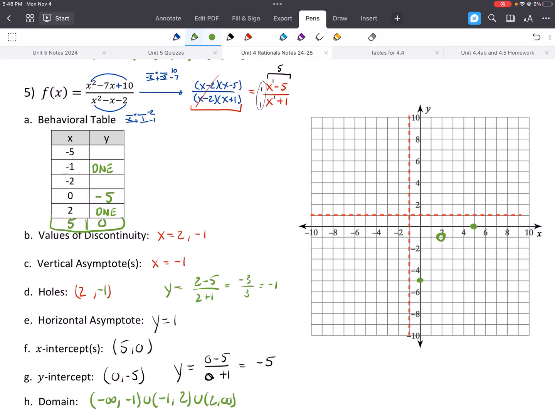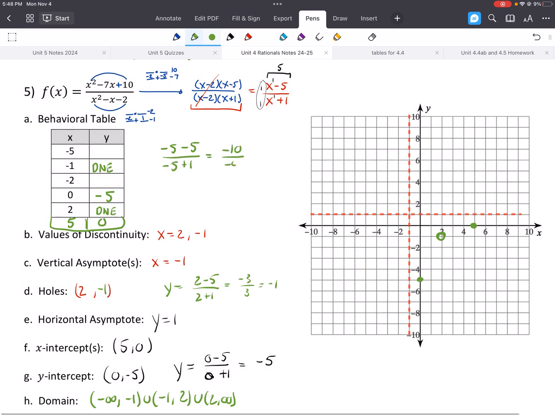Okay, so here at negative 5, we would plug that in, so negative 5 minus 5 over negative 5 plus 1, so negative 10 over negative 4. Again, you can simplify that to a decimal, 2.5. So we'd plot that, so negative 5 and then 2.5, which is about right there. And then at negative 2, so negative 2 minus 5 over negative 2 plus 1, so negative 7 over negative 1, which is 7.